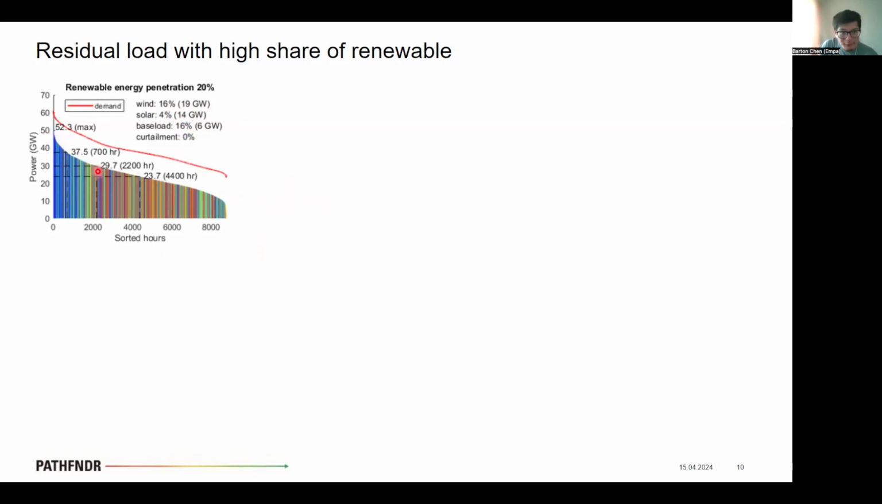And you can see that the rest of the curve with the different color is the residual load. And those colors mean the blue one is happening in winter, and the red one is happening in summer. So you can see if we have a lot of renewable energy, then at winter time you still have a peak residual load you need to meet.